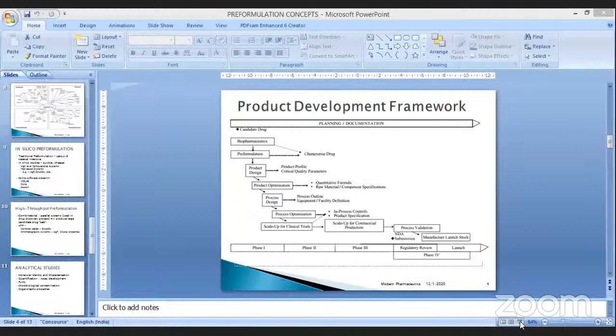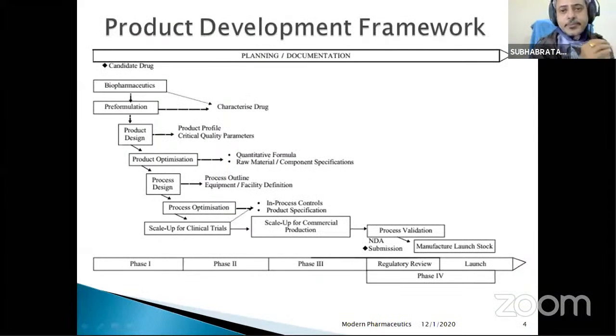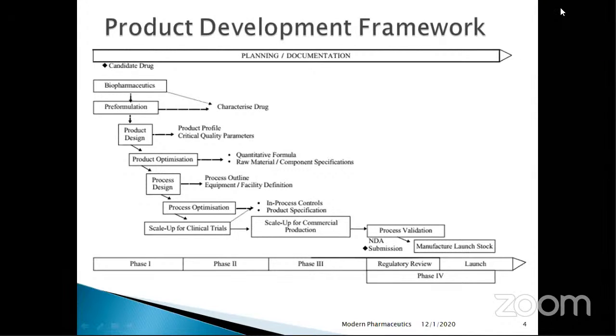ওকে স্যার, স্ট্রিমিং হ্যাজ স্টার্টেড, আমি আপনাকে হোস্ট করছি। ওকে। ওকে, আমার স্ক্রিনটা কি শেয়ার হয়েছে, দেখা যাচ্ছে? হ্যাঁ স্যার. Okay.